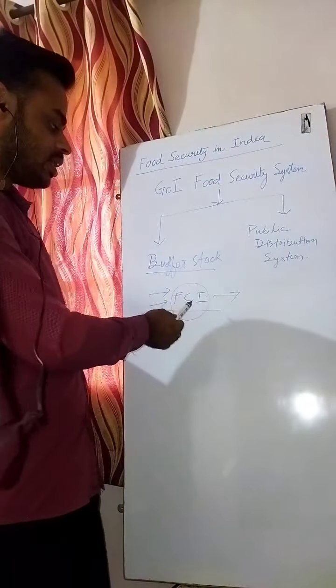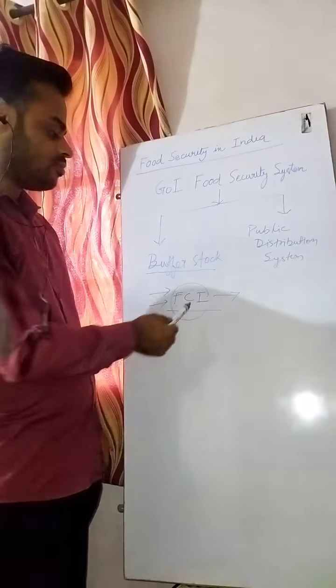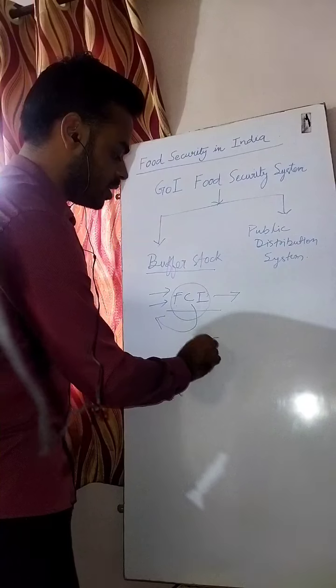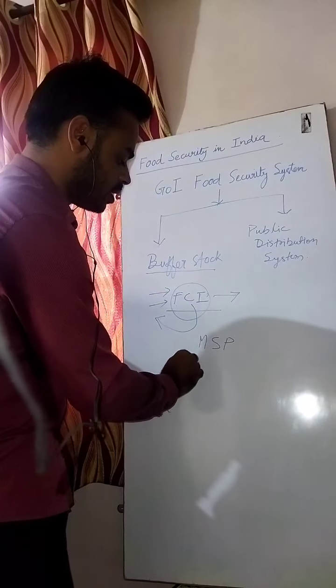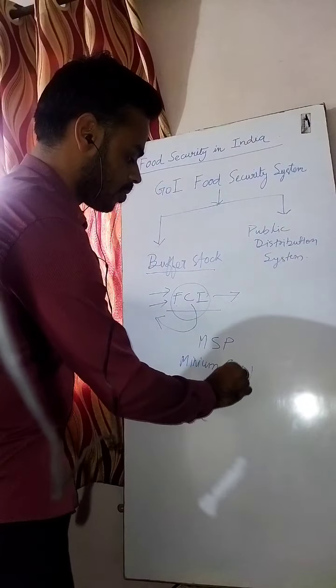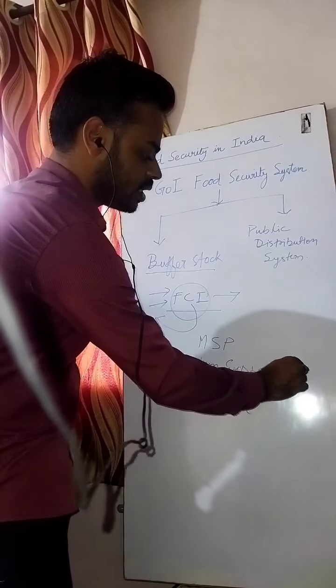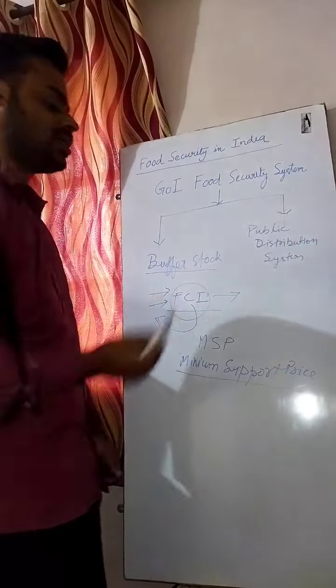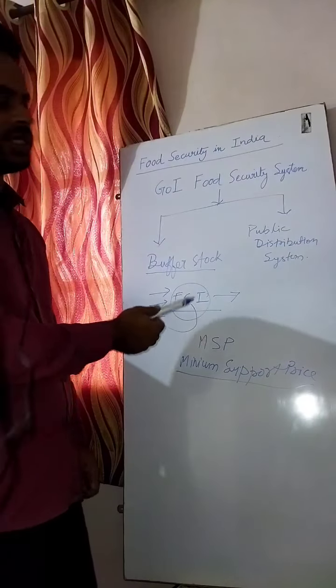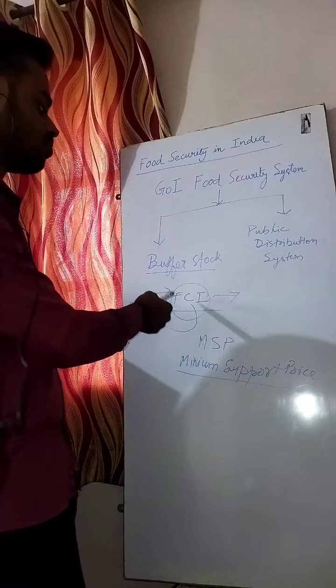The farmers of the states from which it buys the food grains are provided a minimum support price, MSP. This is a price estimated at an early stage, at the start of the year. They provide the farmers the minimum support price, and then they take the food grains and provide them to the deficient states. This is the role of the FCI under the buffer stock.